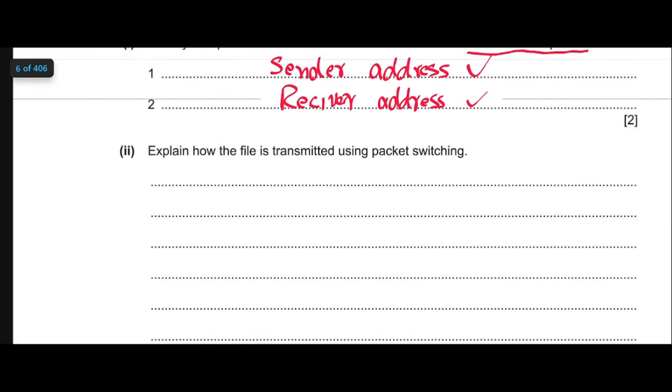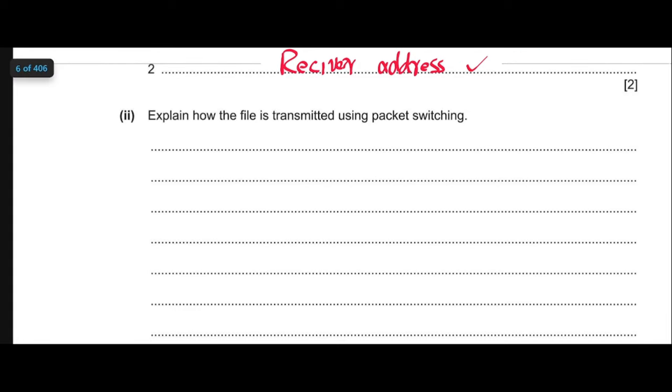Explain how the file is transmitted using packet switching. So in packet switching, the transmission happens like this. First of all, we need to convert the data into small packets, step number one. And then each packet takes an independent route to reach its destination. And third, when they reach the destination, they have to be reassembled based on their packet order. So these are the three steps. You can have a look or you can just write.